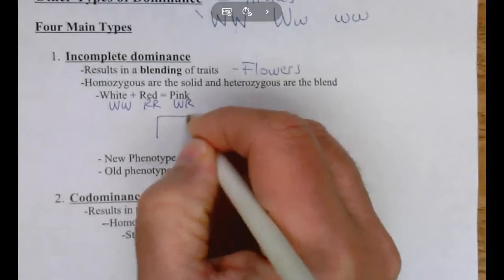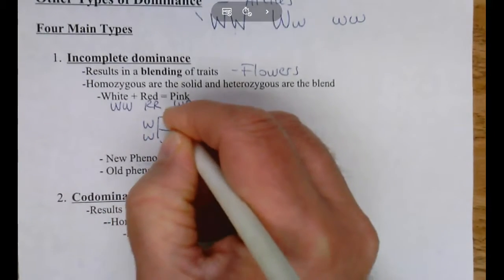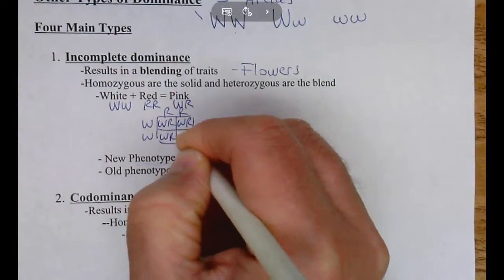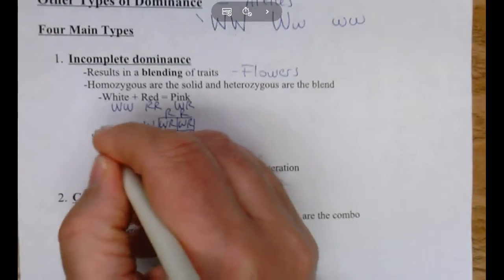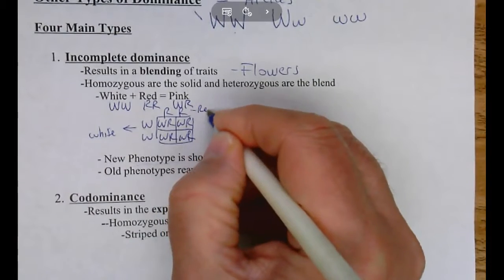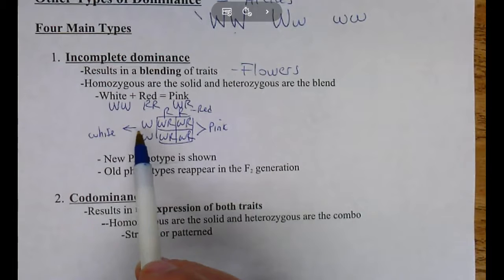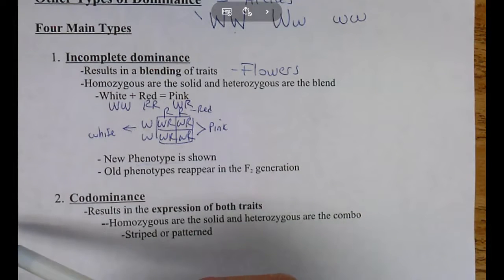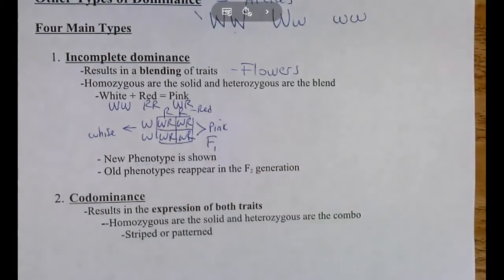If we were going to do this cross, I'm going to do it for you here. We have a WW and an RR. We have a WR, WR, WR, WR like that. These are white, these are red, and these ones here are pink. So if you were doing this and you didn't understand it, you'd be like, I just crossed a white and a red and I got a pink. What happened to the white and the red? There's none of them expressed in this first generation, and they call this the F1 generation.